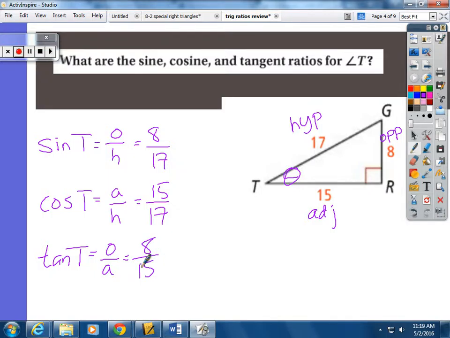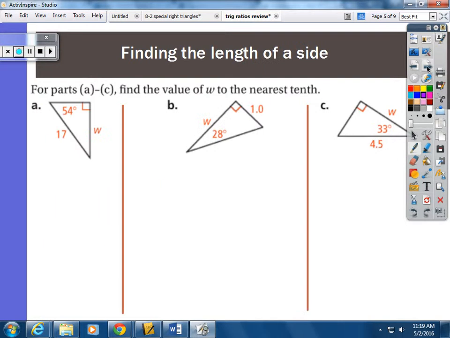Now, if angle G were your theta, then hypotenuse would stay the same, but adjacent and opposite would flip roles. So how do I use that in a problem? Let's say this is my theta. First you label your sides. Your hypotenuse is always the side opposite the right angle. Adjacent is the leg touching my theta, so that would be this one. I don't really need that one in this problem because this is the one that has something on it.